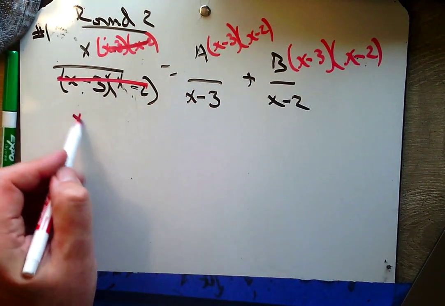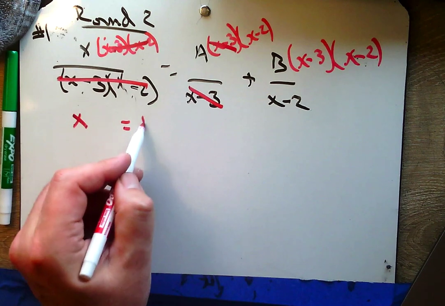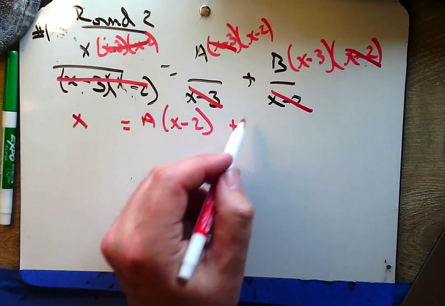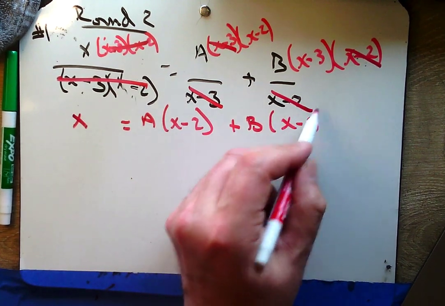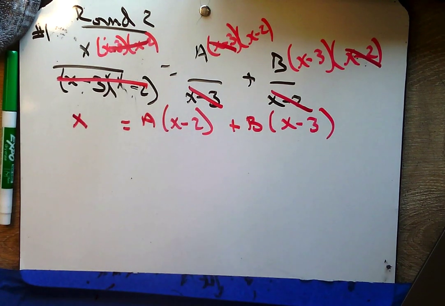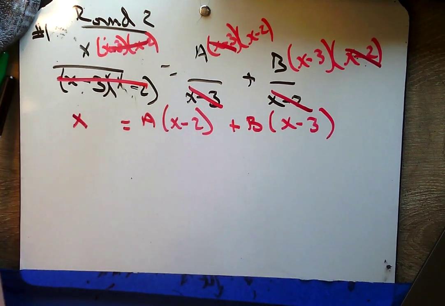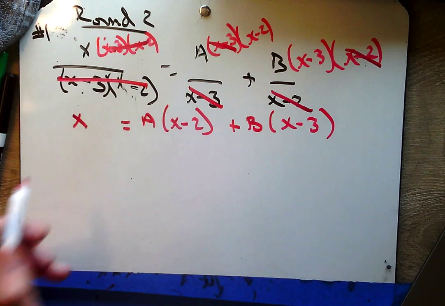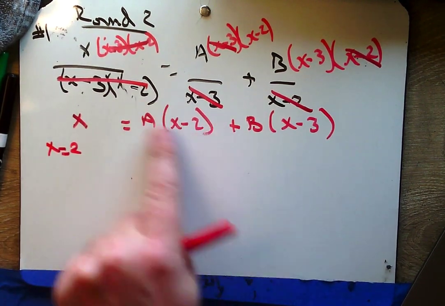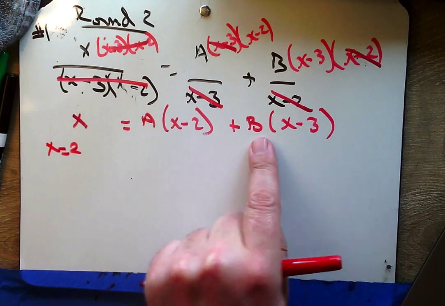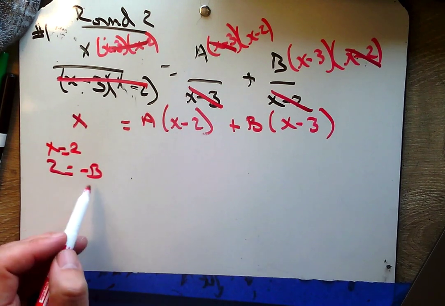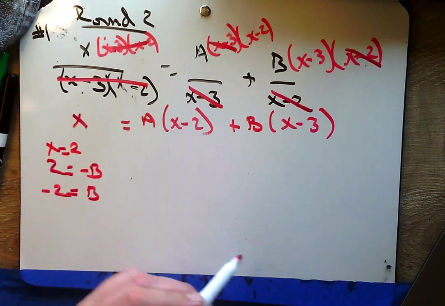Cancel, get x, cancel, get a times x minus 2, plus, cancel, b times x minus 3. I've got 2 magic numbers and 2 constants to find. So I think I'm going to use magic numbers for this one. When x equals 2, this turns to 0. 2 minus 3 is negative 1 times b is negative b. And I'm plugging a 2 in here. So that means that b is negative 2.